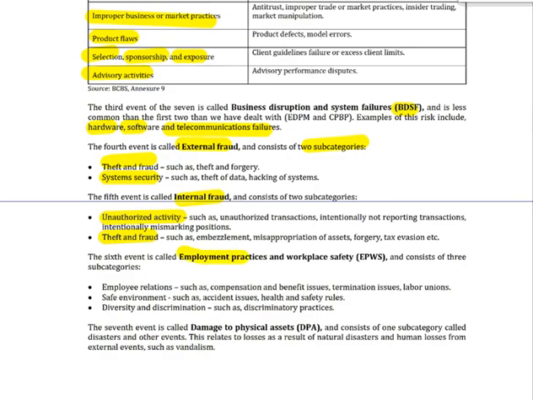6th event is called employment practices and workplace safety. There you've got employee relations, in one of its 3 subcategories, a safe environment, and diversity and discrimination. Looking at the 7th and final category, called DPA, damage to physical assets. It's got one subcategory called disasters and other events, and this relates to any kind of disaster, from a natural disaster, human losses from external events, things like vandalism, things like that.